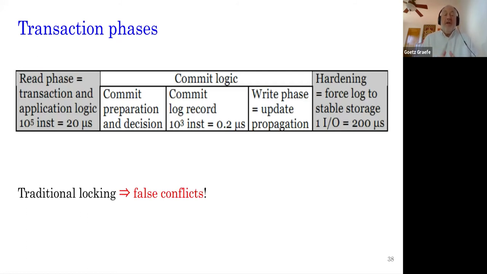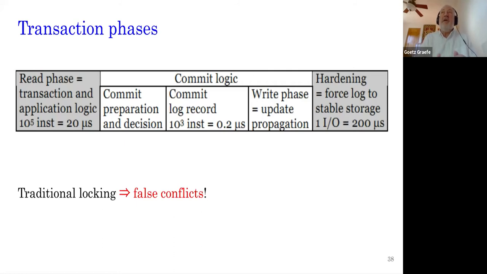Then we actually put a commit log record into the log buffer. So the commit is not yet persistent. It's just that there is a commit log record, and this commit log record has an address and a position within the recovery log. And with that, the transaction also has a position within a sequence of transactions in an equivalent serial execution.